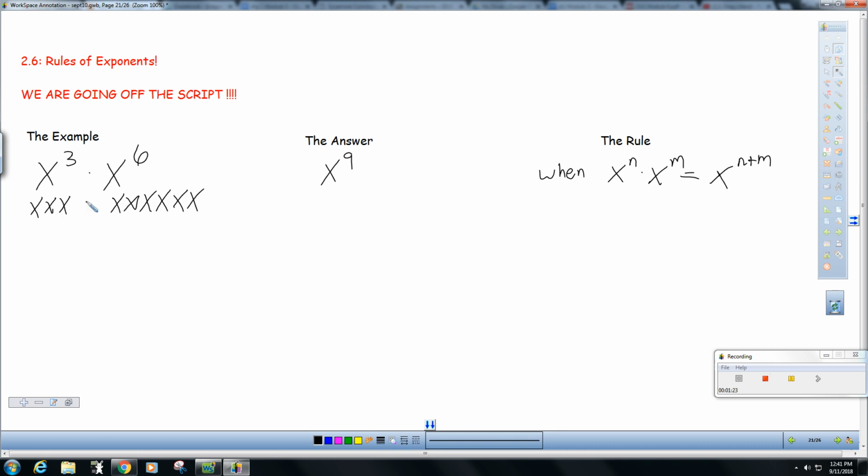Alright. How about what is x cubed y to the 6th? The answer is x cubed y to the 6th. There's nothing we can do to that. Okay, so you can only add the exponents if the bases line up.